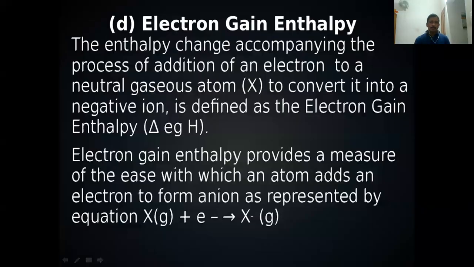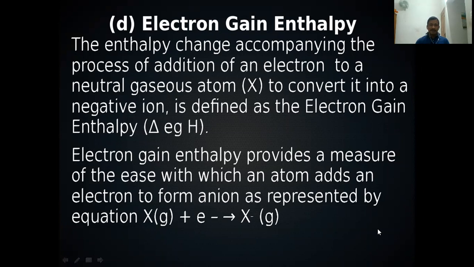Today our topic is electron gain enthalpy. What is electron gain enthalpy? When we add an electron to an atom, a neutral atom that is in the gaseous state, sometimes energy will be released or energy may be absorbed. So there is an enthalpy change during the addition of an electron to a neutral gaseous atom. That enthalpy change is known as electron gain enthalpy.